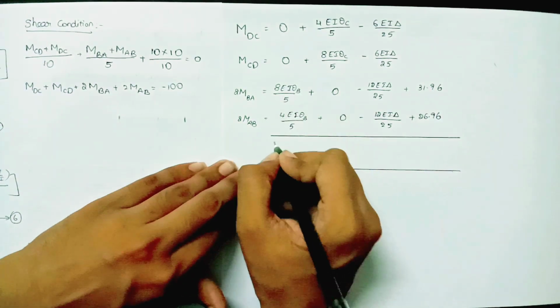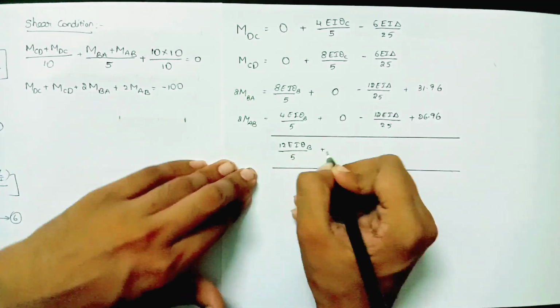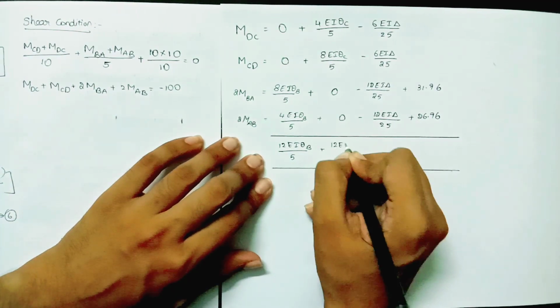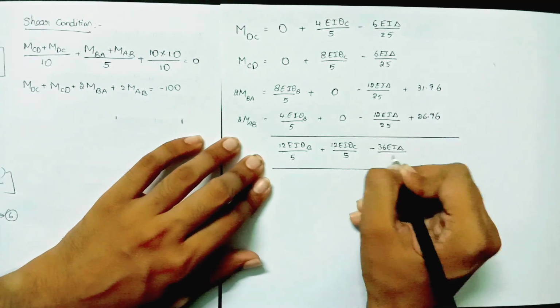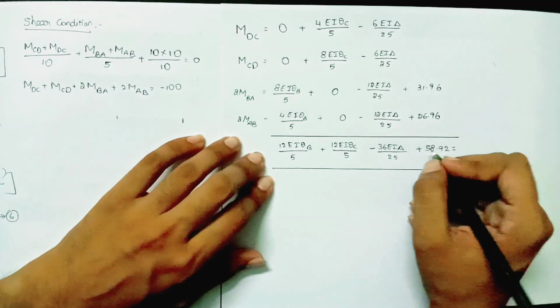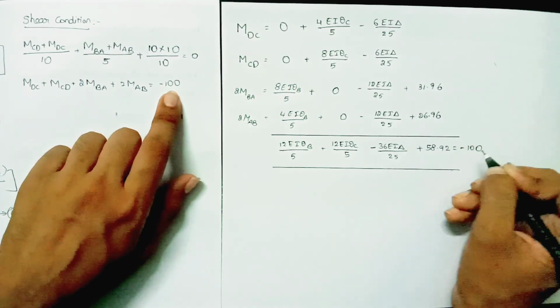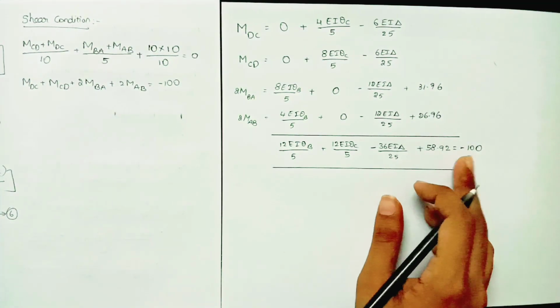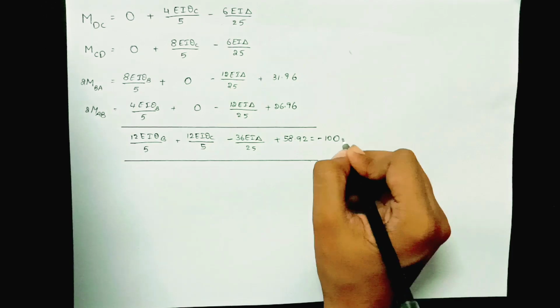Now add all these terms: 8 plus 4 is 12 EI theta B by 5, plus again 4 plus 8, 12 EI theta C by 5, minus 36 EI delta by 25. If you want, you can calculate. Again 58.92, finally equated not to 0 but to minus 100. We should equate it to minus 100. By mistake some people will equate it to 0, but it should be equated to minus 100. Now I have obtained the third equation. I am taking it as equation C. From step 3, A, B and now C.